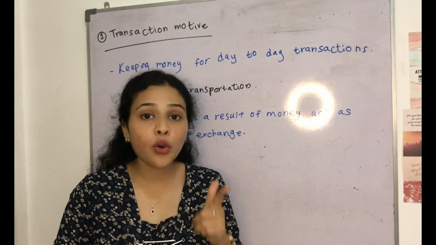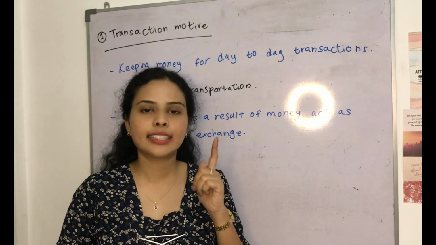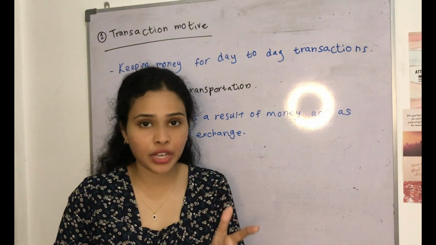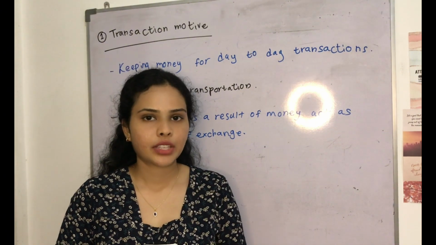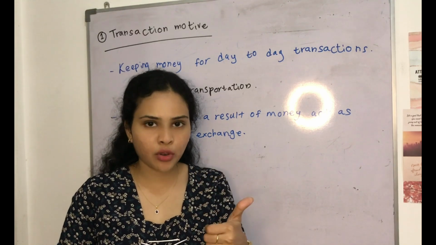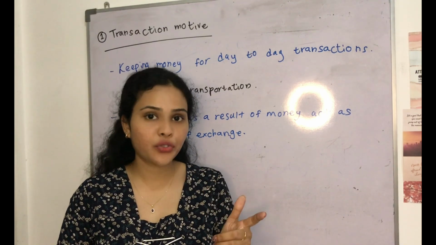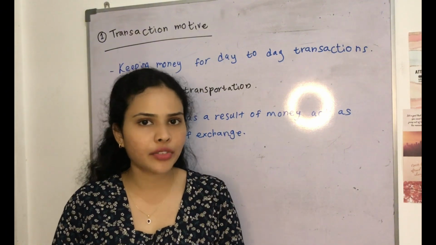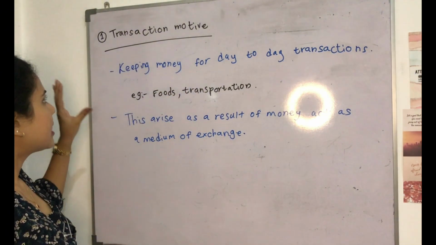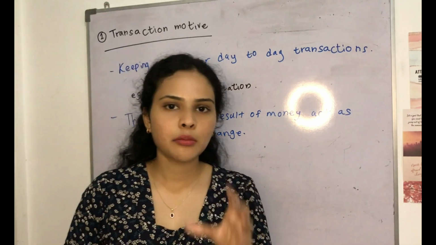Act as a store of value. Act as a unit of account. Fourth one, act as a standard of deferred payment. What are they? Act as a medium of exchange, act as a store of value, act as a unit of account, and act as a standard of deferred payment. So the money demand on transaction motive arises.